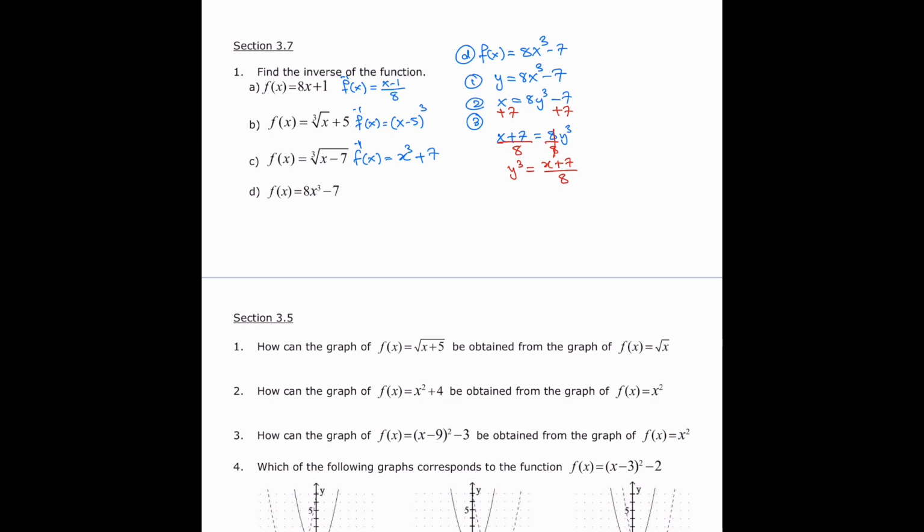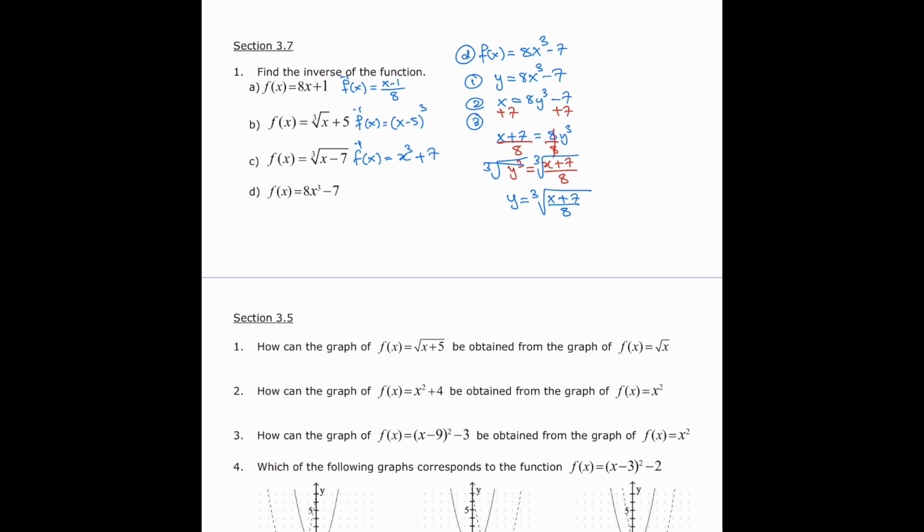Now we need only y, so we're going to take the cube root on both sides. Since this is an odd root, we don't need positive and negative in front of it. So now we have y cubed is going to cancel. So these two are going to cancel. We're going to end up with only y equals the cube root of (x plus 7) over 8.